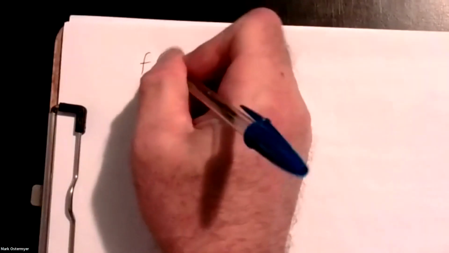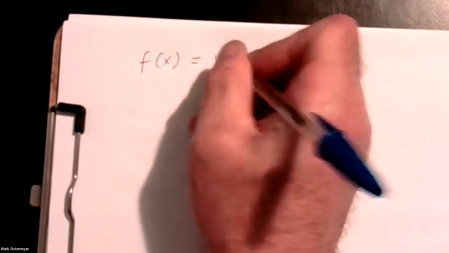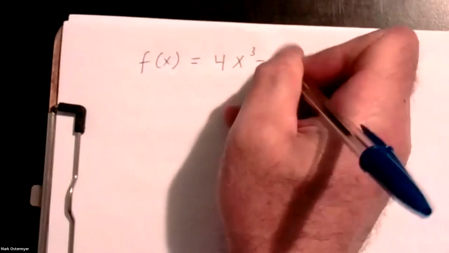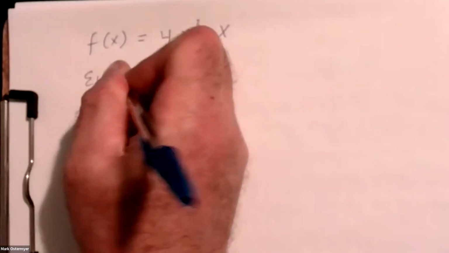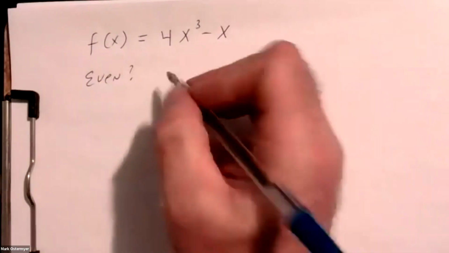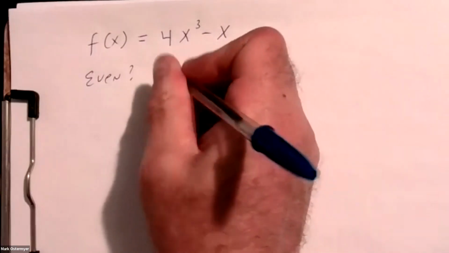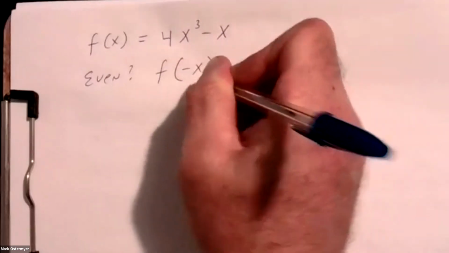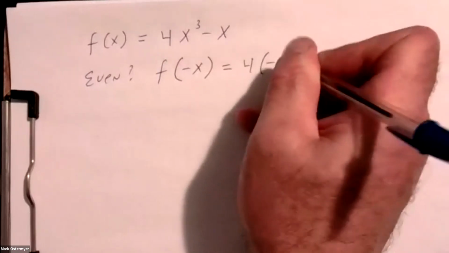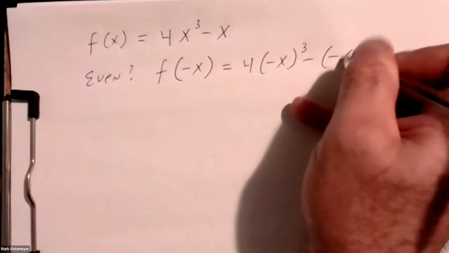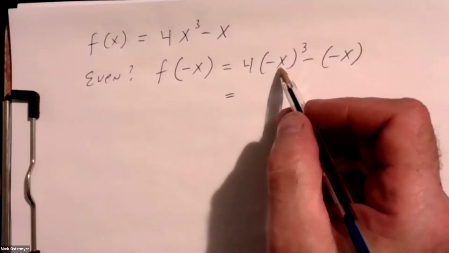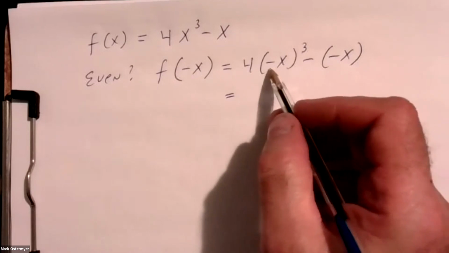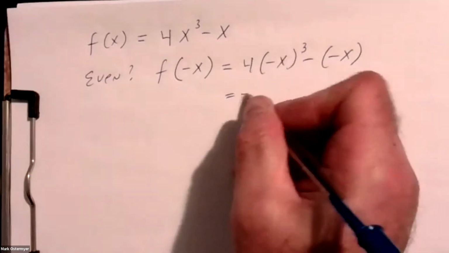Try another one. Suppose we have f of x is equal to 4x cubed minus x. Let's see if this function is even. Is this an even function? Well, if it is, then f of negative x has to be equal to f of x. So let's evaluate our function at negative x. Put negative x in for x everywhere. And now we will simplify this. What's negative x times negative x times negative x? That gives you negative x cubed. And negative x cubed times 4 is negative 4x cubed.